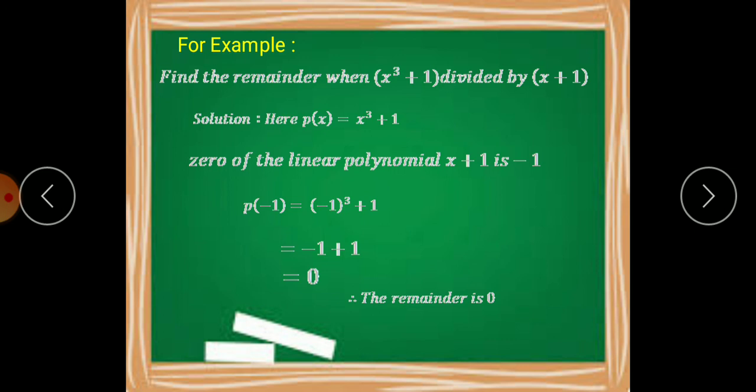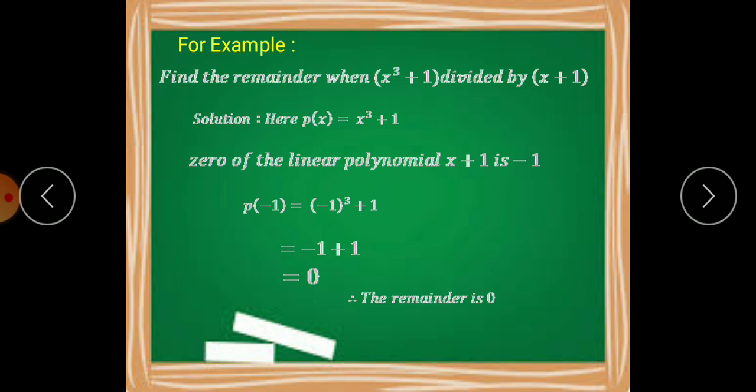Now what is our process? First assume the dividend as p(x). If it is in x variable, assume p of x, or if it is in y, assume p of y. So first let us take the dividend as p(x) equal to x cube plus 1. And what is the 0 of the divisor x plus 1? It is minus 1. 0 means it is a number which when substituted makes its value 0. So minus 1 plus 1 is 0. So the 0 of the divisor is minus 1.